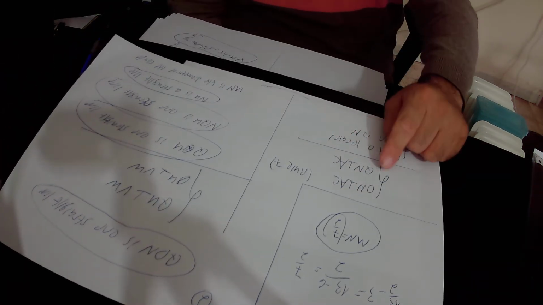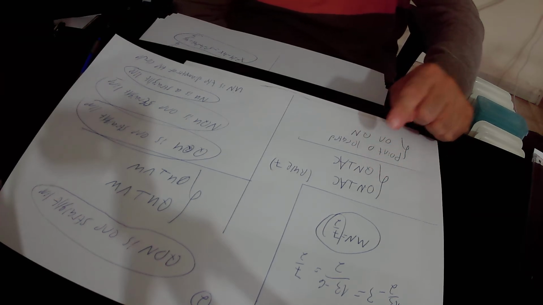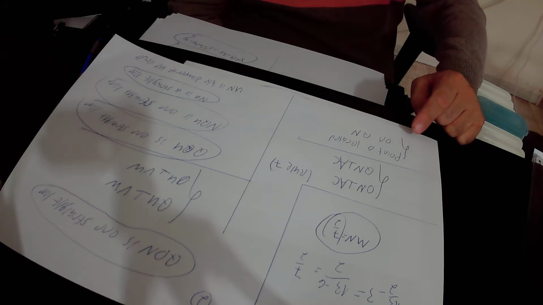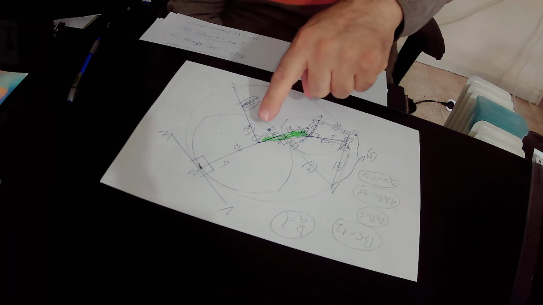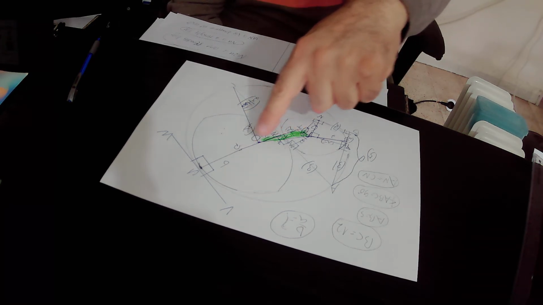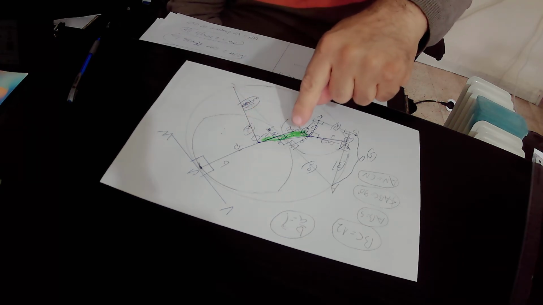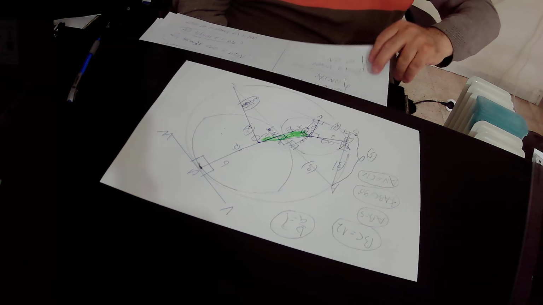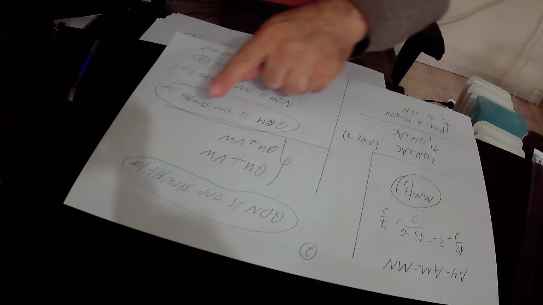And from this, ON is perpendicular to AC and QN is perpendicular to AC. So the tangent AC will derive that point O must be located on QN. Point O, that is the center of the biggest circle, must be located on the radius QN. That is to say, QON is one straight line.